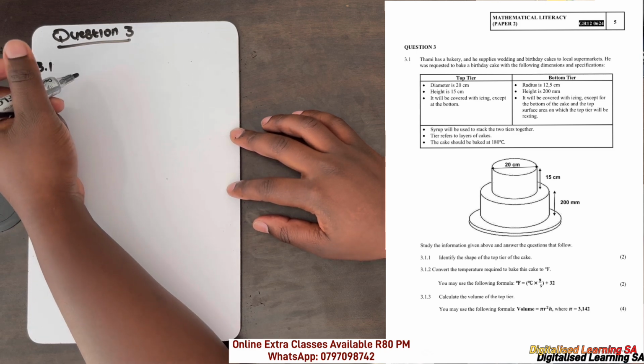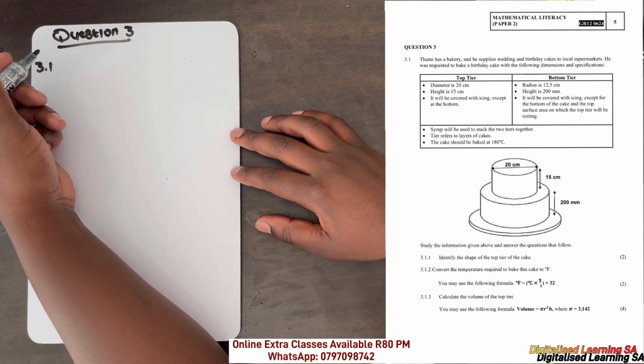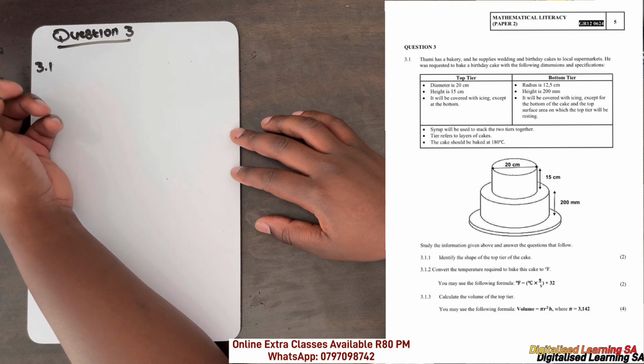We are told that Tammy has a bakery and he supplies wedding and birthday cakes to local supermarkets. He was requested to bake a birthday cake with the following dimensions and specifications. The cake has a top tier and a bottom tier. The top tier has a diameter of 20 centimeters and a height of 15 centimeters, and it will be covered with icing except at the bottom.